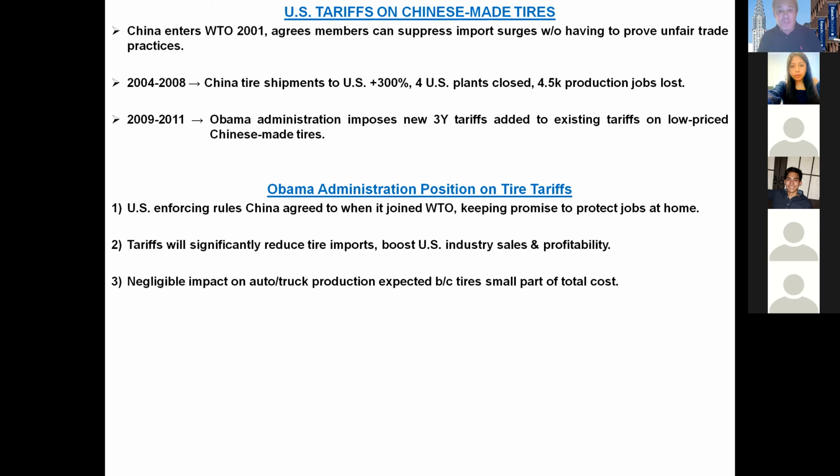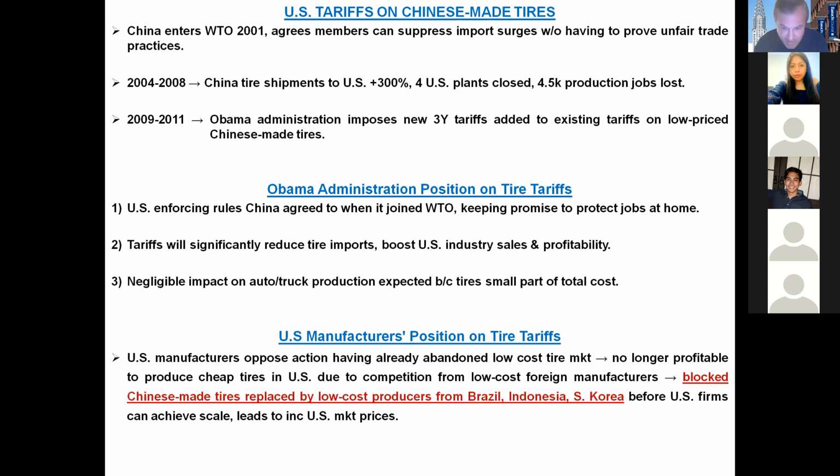They also felt that tariffs would significantly reduce tire imports. It would boost US industry sales and overall profitability, and that the overall impact would be negligible on auto or truck production because tires represent a relatively small cost relative to the overall cost. So that was the position of the Obama administration.